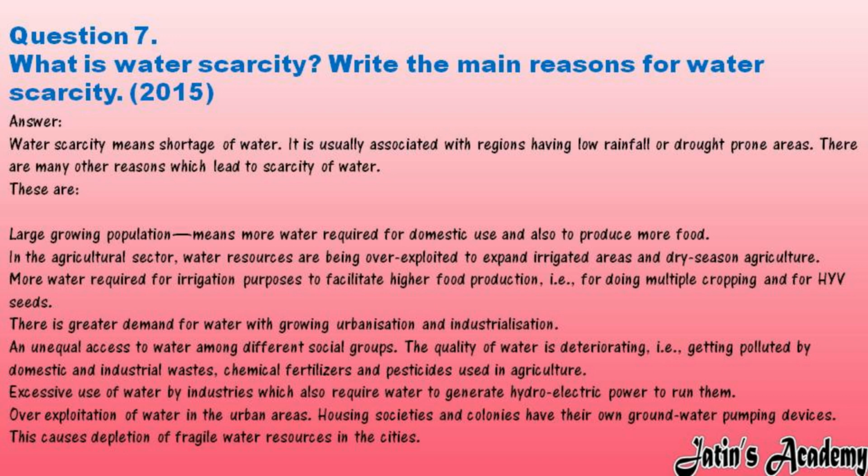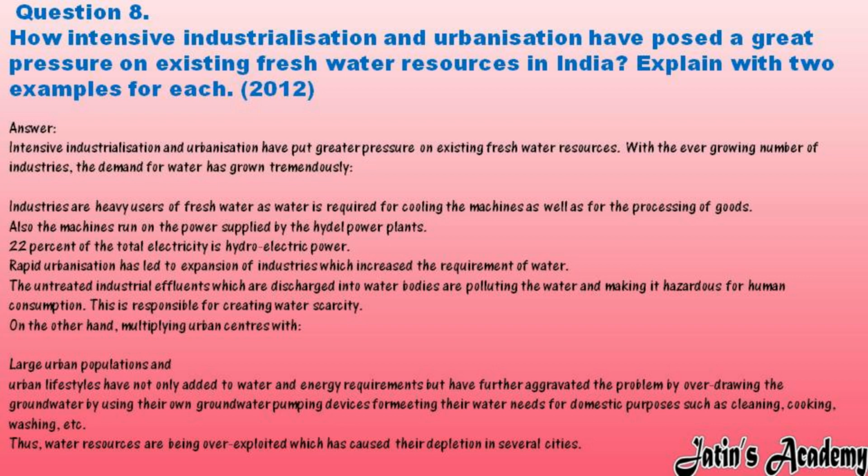Housing societies and colonies have their own groundwater pumping devices. This causes depletion of fragile water resources in the cities. Question 8. How intensive industrialization and urbanization have posed a great pressure on existing fresh water resources in India? Explain with 2 examples for each.